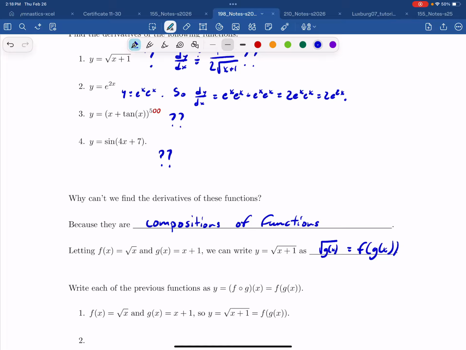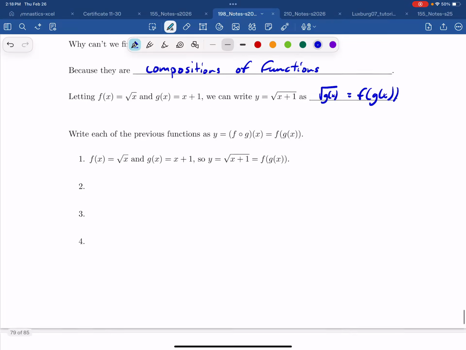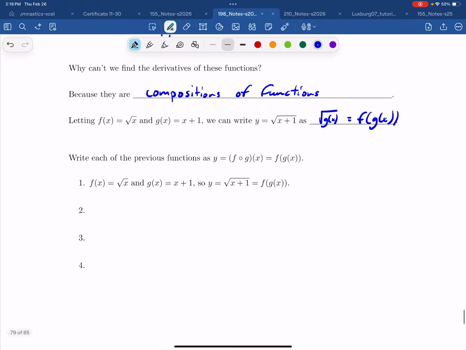We didn't multiply f and g, we composed them. We plugged g of x into f of x. Okay? So, for example, we did that for number 1. What about number 2? Well, y equals e to the 2x.